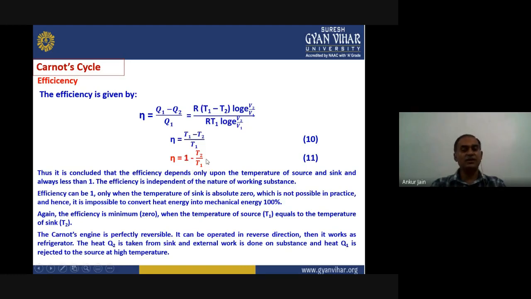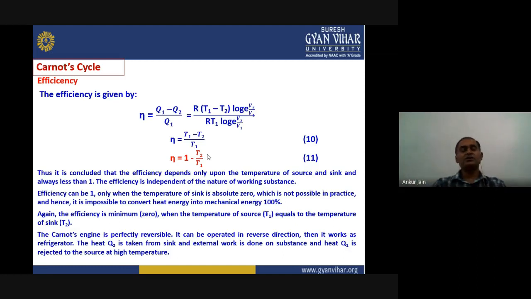Why? Because this value should always be a finite quantity, and that means it will be less than 1. From this equation we can get a second conclusion, that efficiency can be 1 only when T2 value is 0. T2 value means the sink temperature is at absolute 0 temperature, but we know that it is impossible to achieve absolute 0 temperature in practical life. So that is in fact not possible, and that's why the efficiency of any heat engine can never be 100%. It cannot change the complete heat energy to mechanical energy.